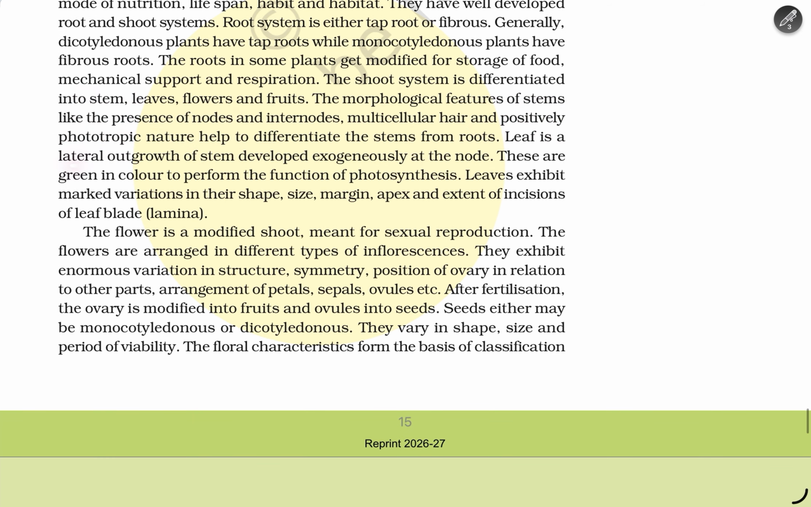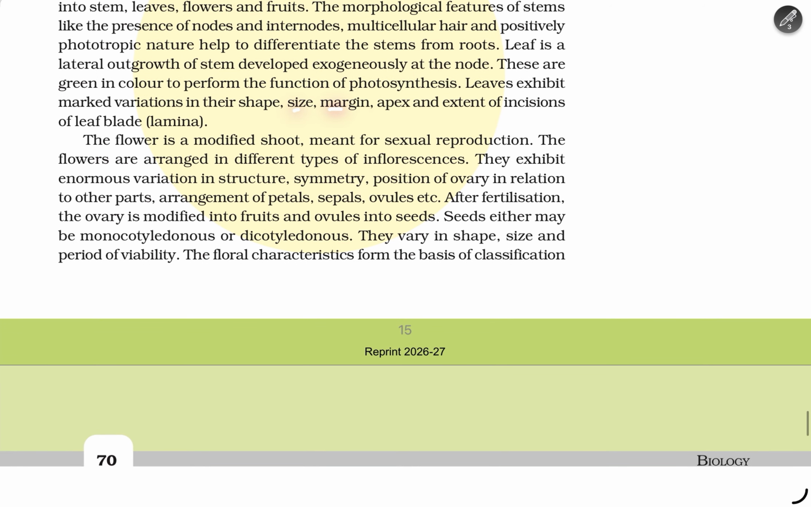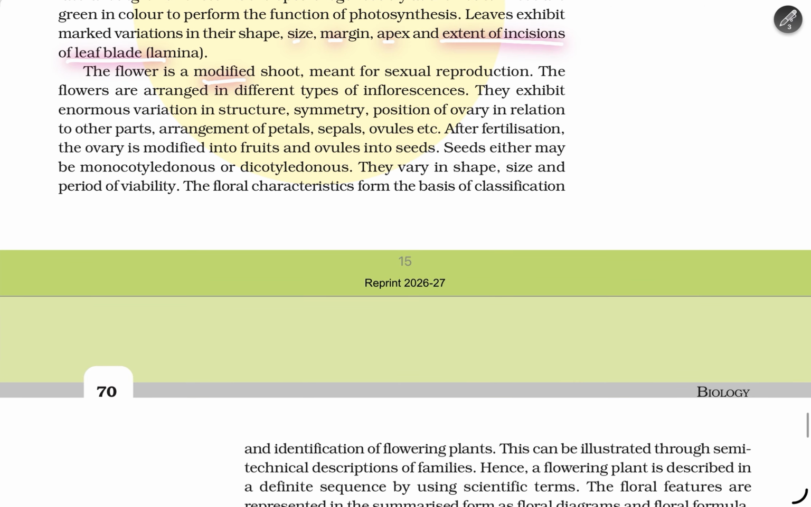A leaf is a lateral outgrowth of a stem developed exogenously at a node. Leaves are green in color and perform the function of photosynthesis. Leaves exhibit marked variations in their shape, size, margin, apex, and extent of incision of the leaf blade or lamina. The flower is a modified shoot meant for sexual reproduction. Flowers are arranged in different types of inflorescence and exhibit enormous variation in structure, symmetry, position of the ovary in relation to other parts, and arrangement of petals, sepals, and ovules. After fertilization, the ovary is modified into fruit and the ovules into seeds.